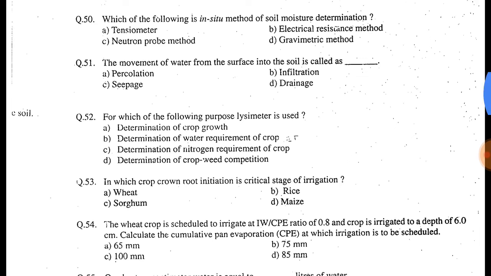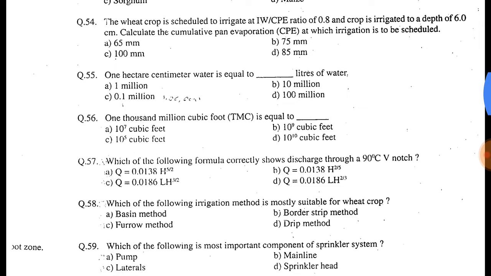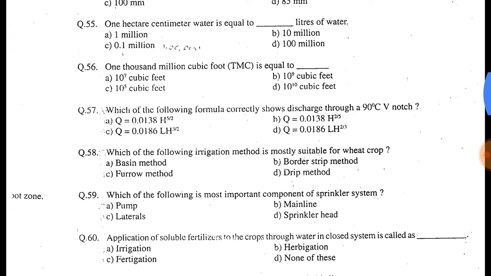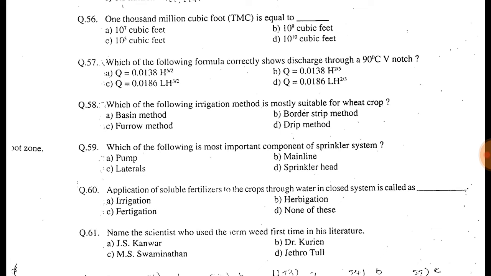Wheat. Question number 54. The wheat crop is scheduling to irrigate at high. Question number 55. 1 hectare centimeter water is equal to 0.1 million liter of water. Question number 56. 1000 million cubic foot is equal to 10 raised to the power 9 cubic feet. Question number 57. Which of the following formula correctly shows discharge through 90° V notch?